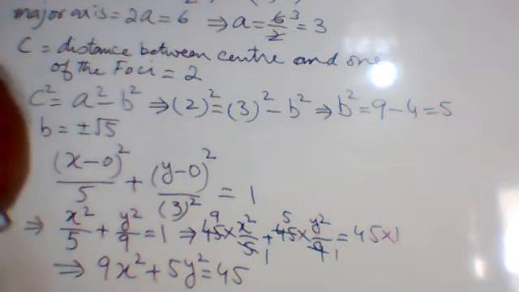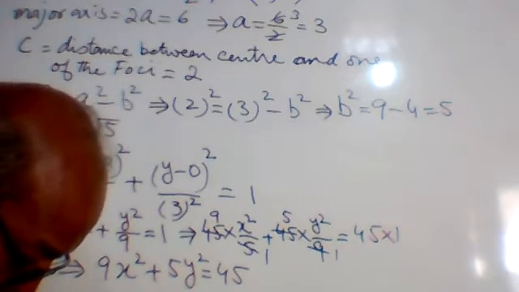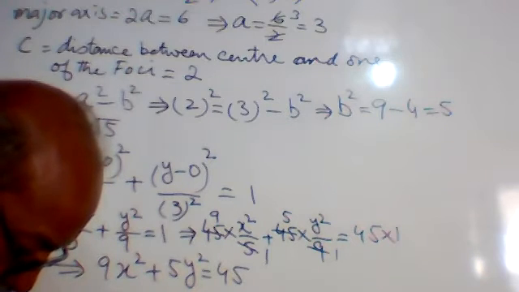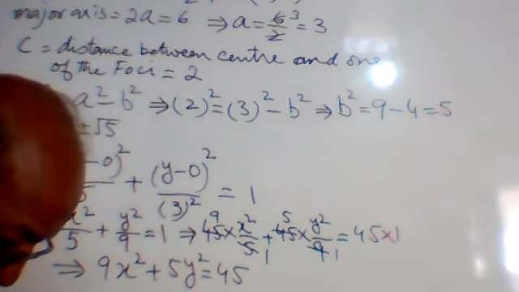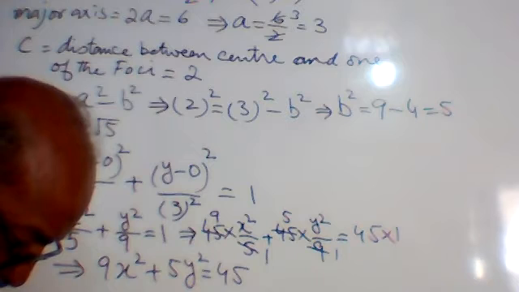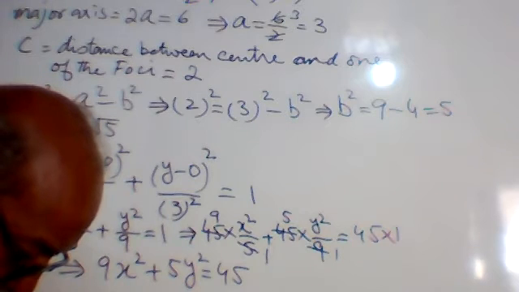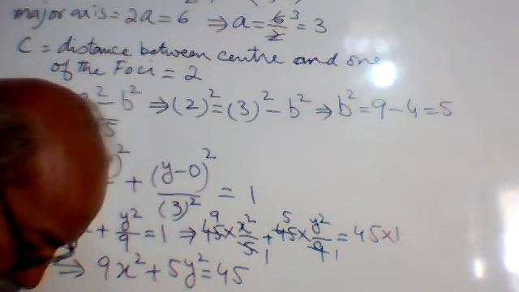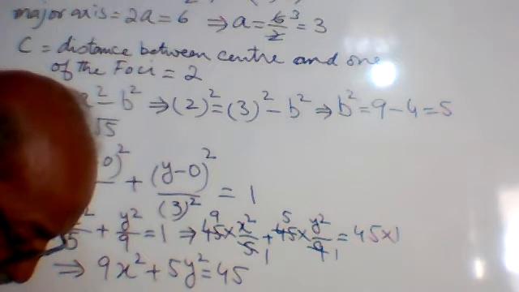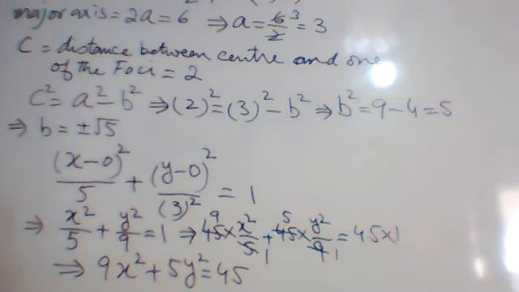Okay, that was question number 20. Now the minor axis and the foci are given. Question number 23. Foci and the minor axis are given. Question number 23.